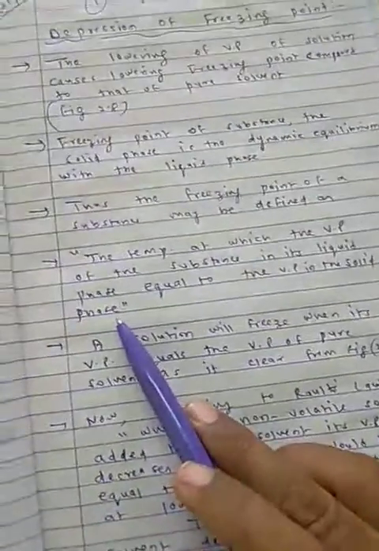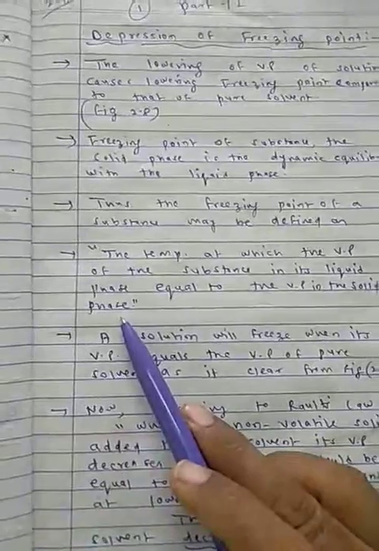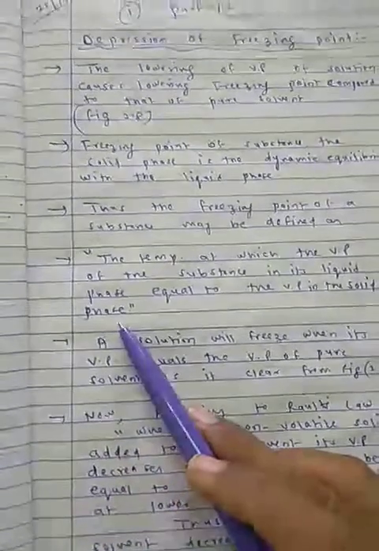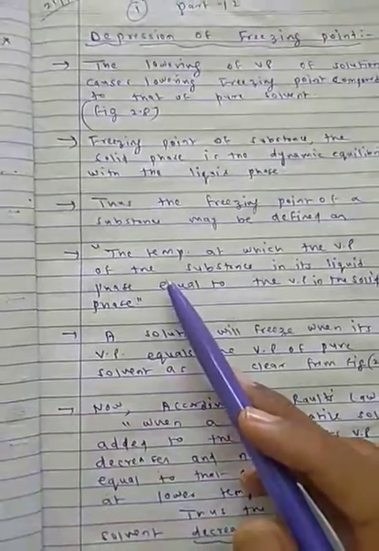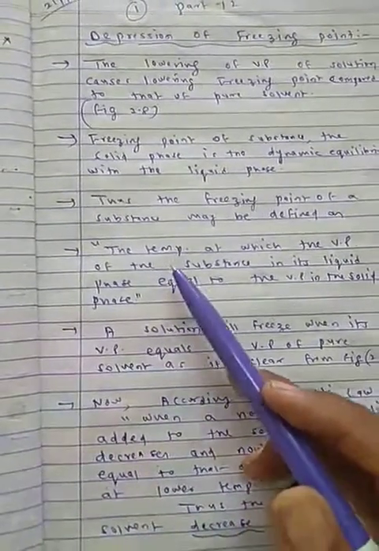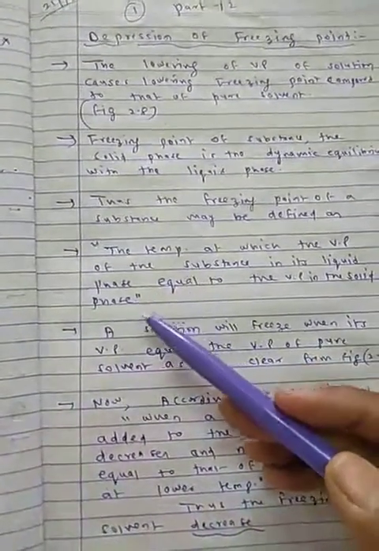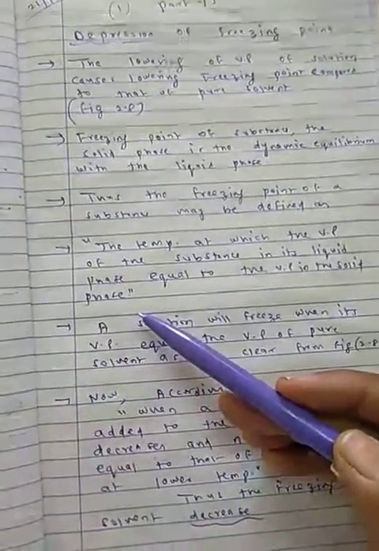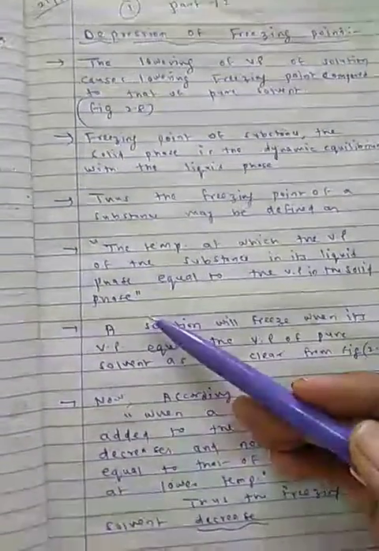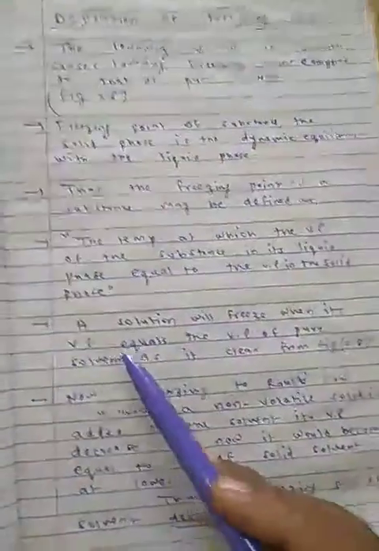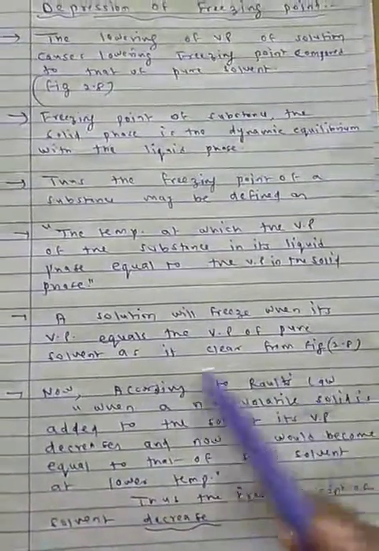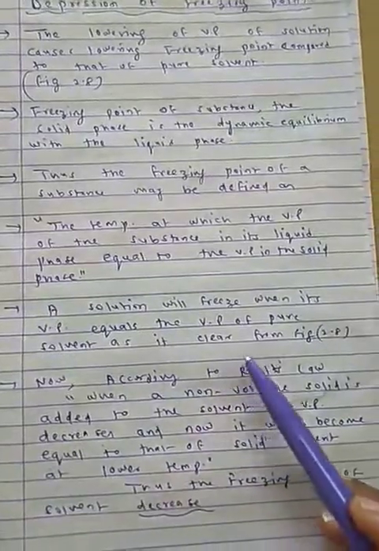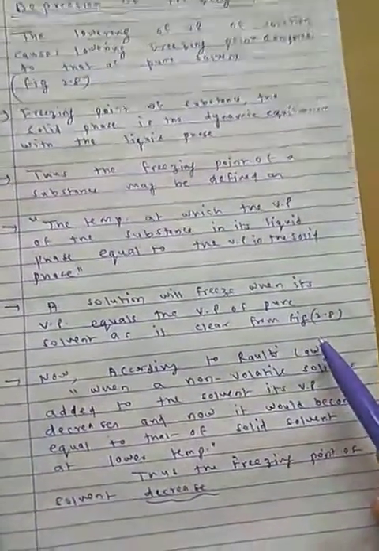Already you studied this in 11th, no? Dynamic equilibrium: if we keep ice in a thermos, ice is converting into the liquid phase, and again at the same rate water is converting back into ice, so equilibrium is maintained. A solution will freeze when its vapor pressure equals the vapor pressure of the pure solvent, as is clear from figure 2.8.